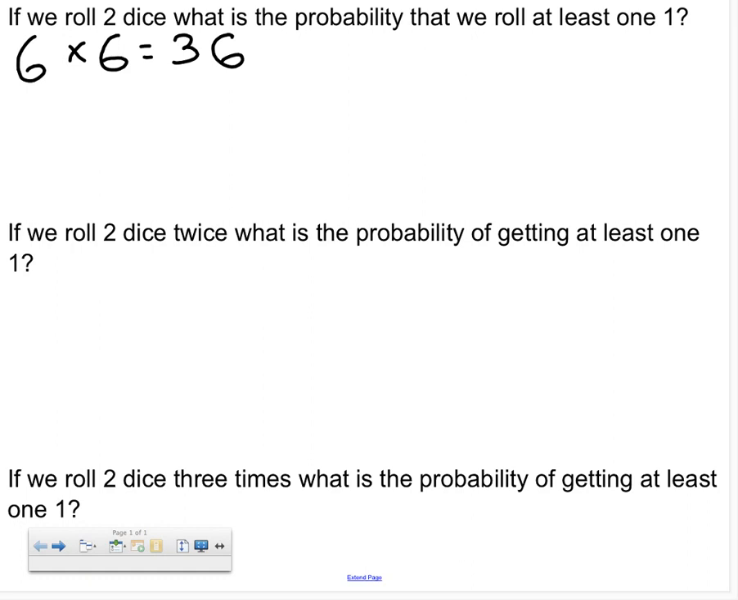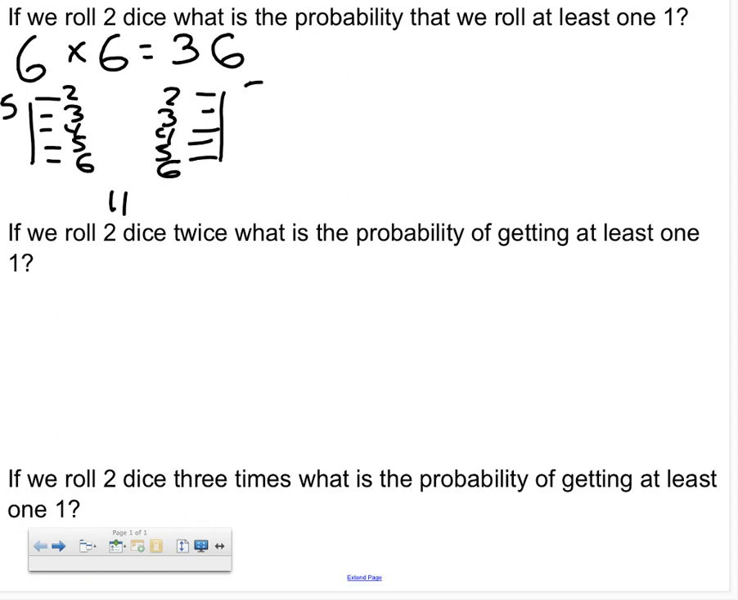So we could have a 1 on the first die, and then roll a 1 2, a 1 3, a 1 4, a 1 5, or a 1 6. Or we could roll a 1 on the second die and roll a 2 1, 3 1, 4 1, 5 1, 6 1. Or we could roll double ones. So it's a total of 5 possibilities over here, 5 possibilities over here, 1 possibility down there. It's a total of 11 possibilities total.